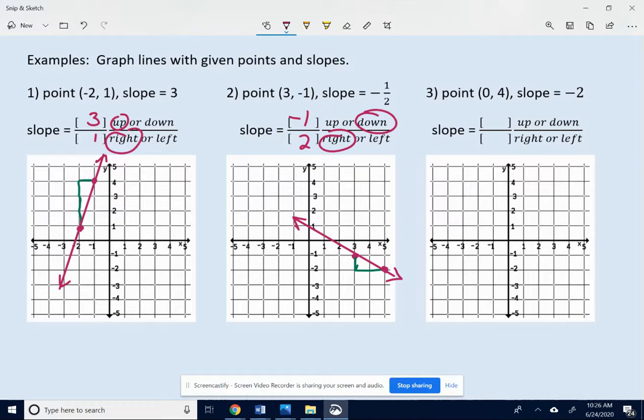The last one, 0, 4, slope negative 2. Start at 0, negative 4. I'm sorry, 0, positive 4. Here's 0. Up until you're at 4. Negative 2 is a fraction. As a fraction, it would be negative 2 over 1.